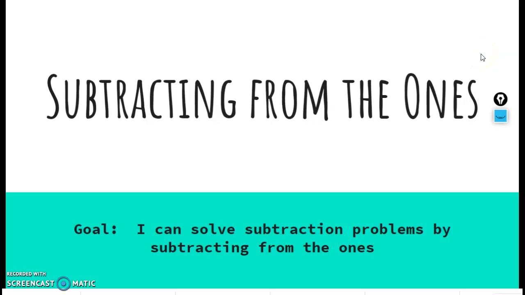Hello again, everybody. Today we're going to be switching to subtraction. We're going to learn more than one strategy in this part of our unit, but for today we're starting with the strategy that I call subtracting from the ones. Our goal is I can solve subtraction problems by subtracting from the ones.